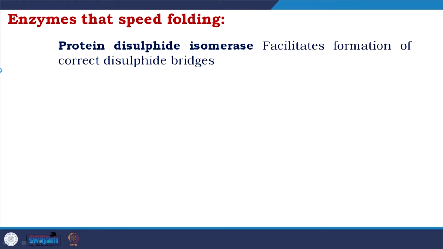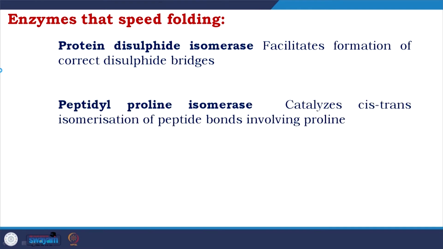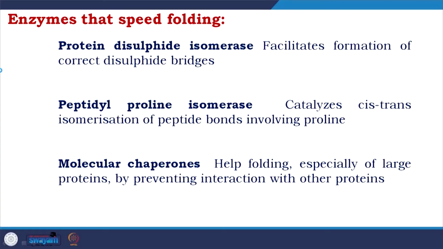There are enzymes which speed up the folding. Protein disulfide isomerase facilitates formation of correct disulfide bridges. Peptidyl proline isomerase catalyzes cis-trans isomerization of the peptide bond involving proline, which we have discussed. Proline, because of its locked structure, is in the cis form. So, that is one of the obstacles, and last but not the least, molecular chaperones help folding, especially of large proteins, by preventing interaction with other proteins.